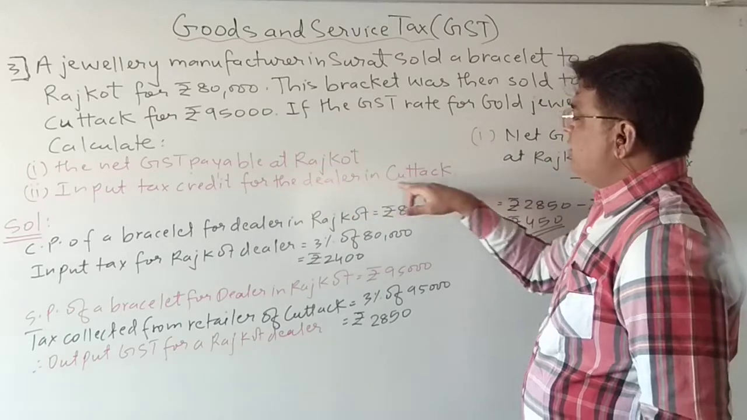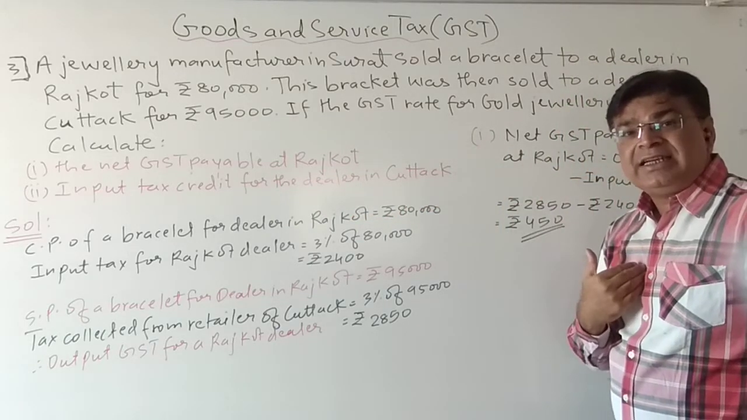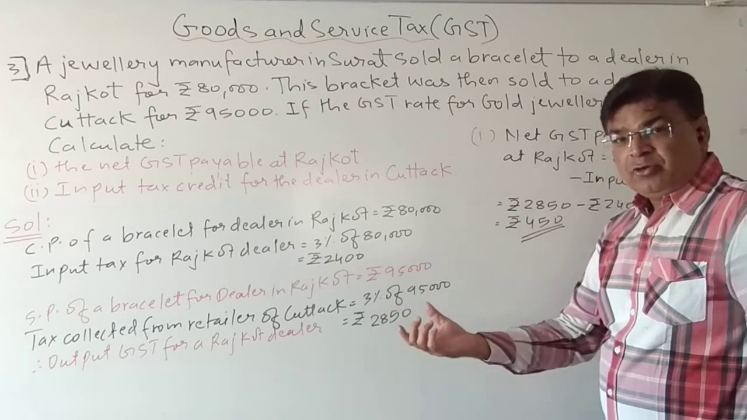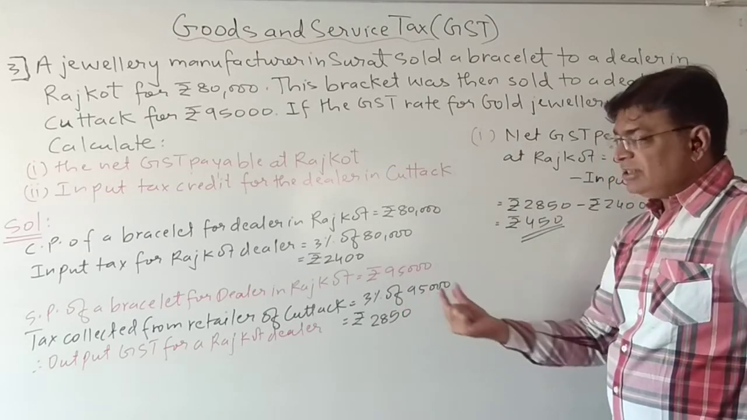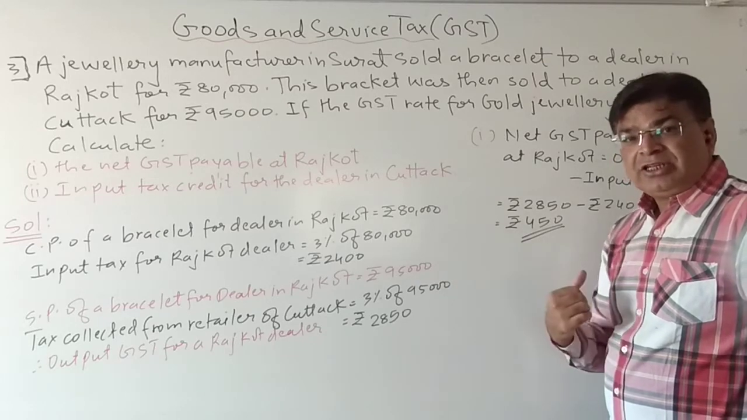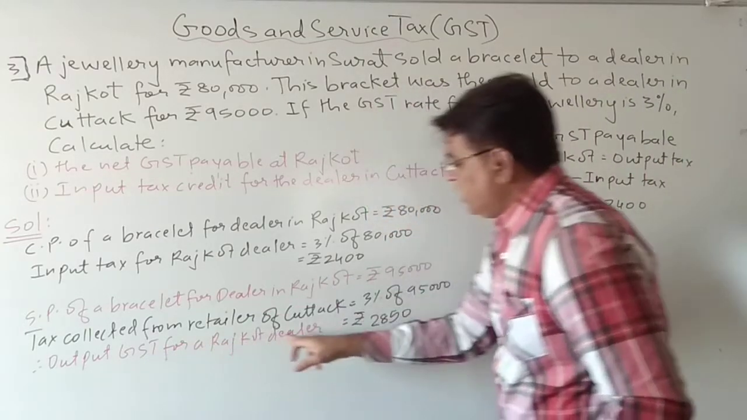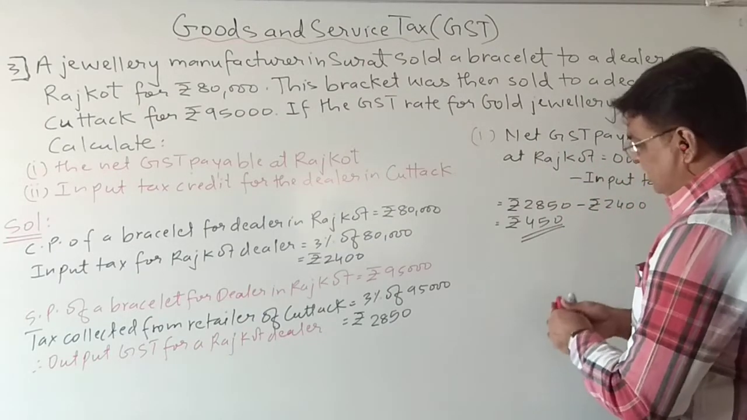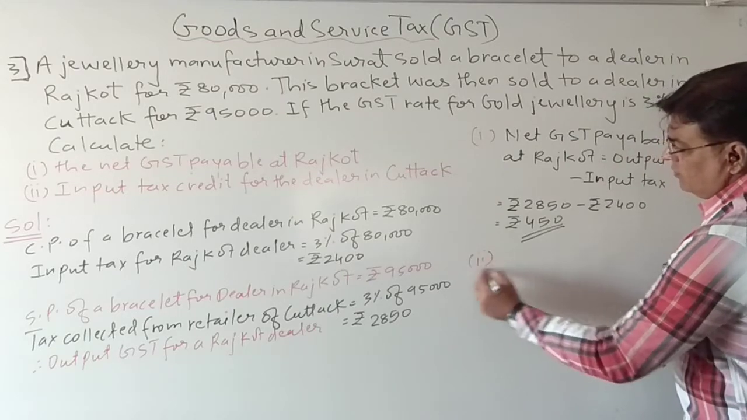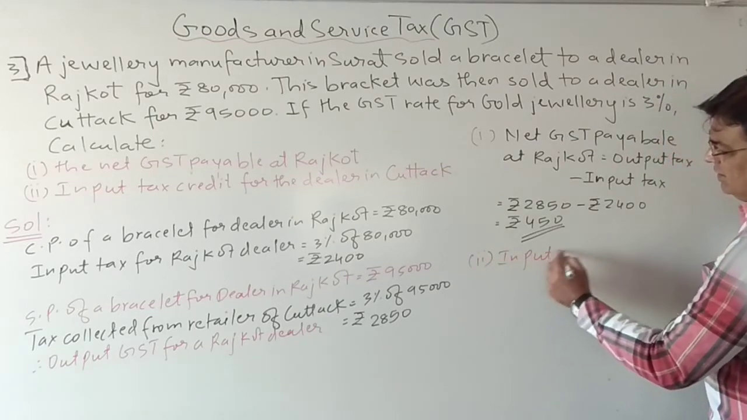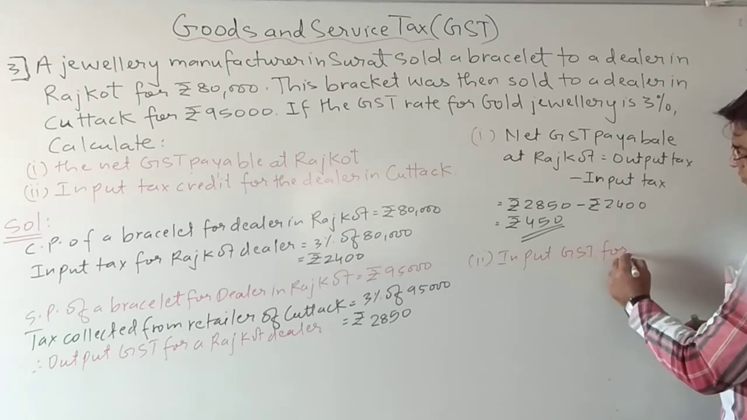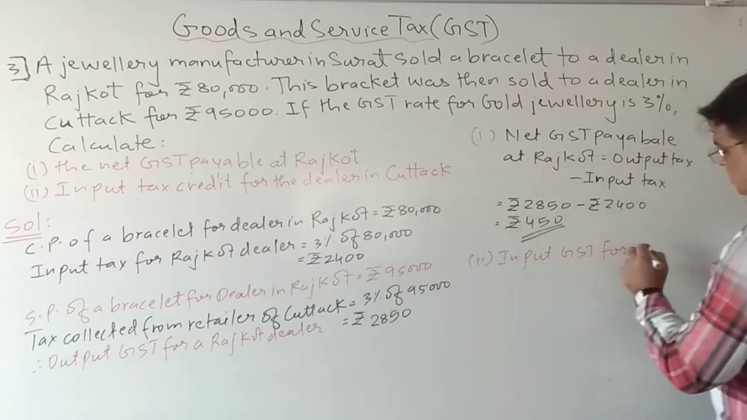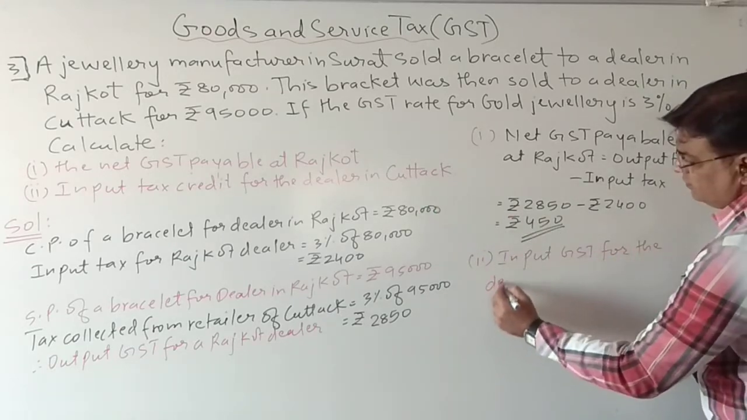Okay, now let us see the second one. Input tax credit for the dealer in Cuttack. Input tax credit means whatever tax he is paying while purchasing. Now see, the Cuttack dealer is purchasing from the Rajkot dealer. So the output GST for the Rajkot dealer will be input GST for the Cuttack dealer. Okay, so I can directly write the second one, input GST for the dealer in Cuttack.